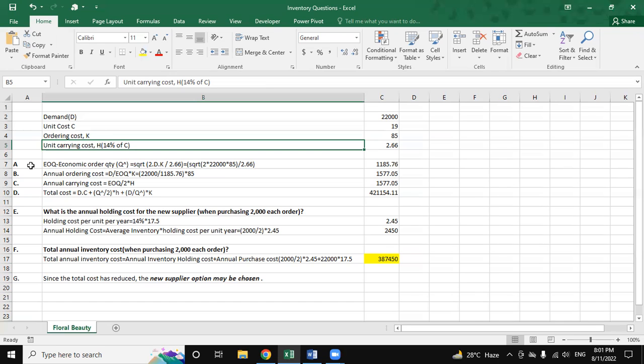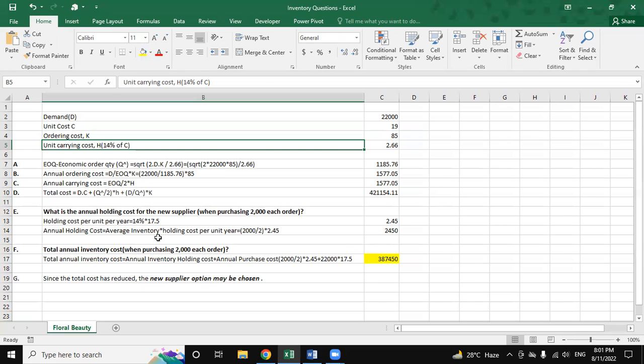Then the annual holding cost, which is EOQ divided by 2 times H, which again equals 1577.05. Then the total cost, which is D times C plus Q divided by 2 times H plus D divided by Q times K. So we have used a lot of formulas here. The final answer for the total cost is 4,21,154.11.